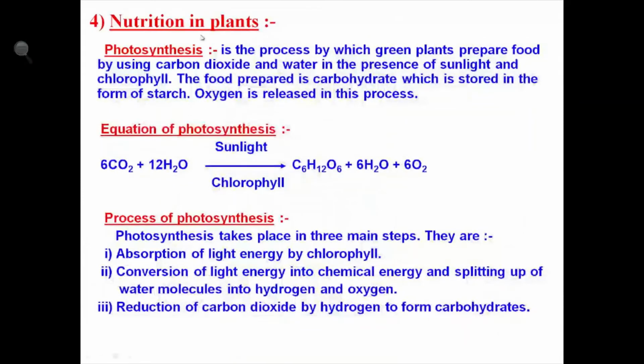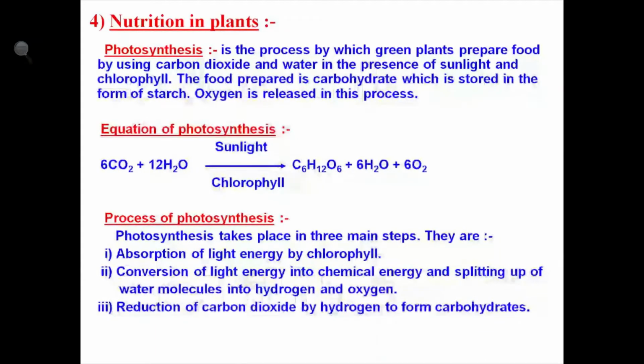Nutrition in plants. Photosynthesis. Photosynthesis is the process by which green plants prepare their own food by using carbon dioxide and water in the presence of sunlight and chlorophyll. The food prepared is carbohydrate, which is stored in the form of starch. Oxygen is released in this process. We have already talked about this process in the previous slides, so I won't describe it again.